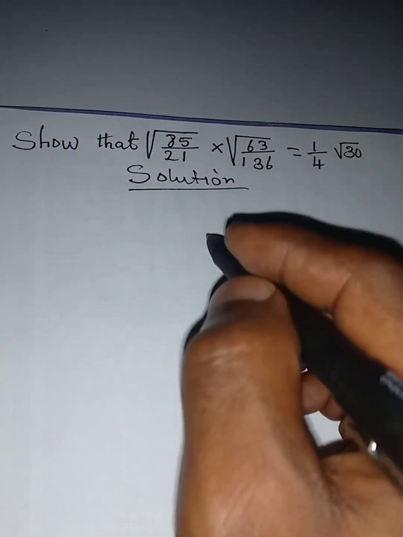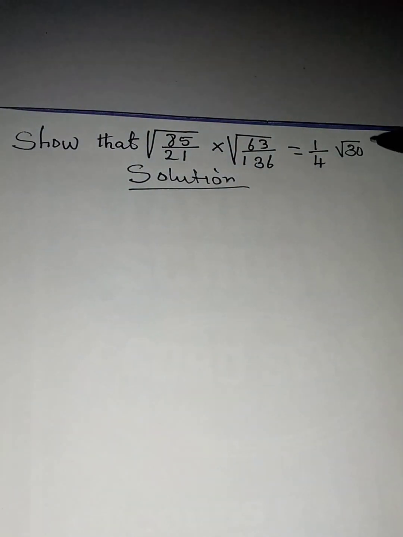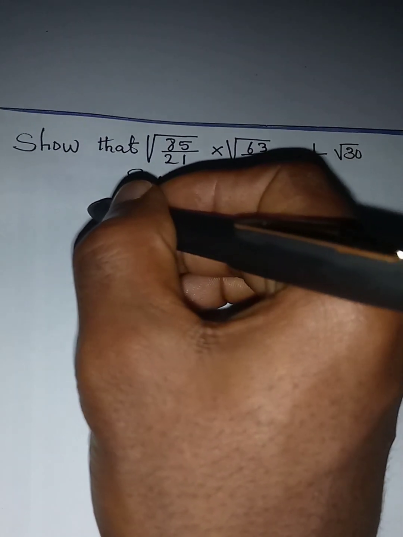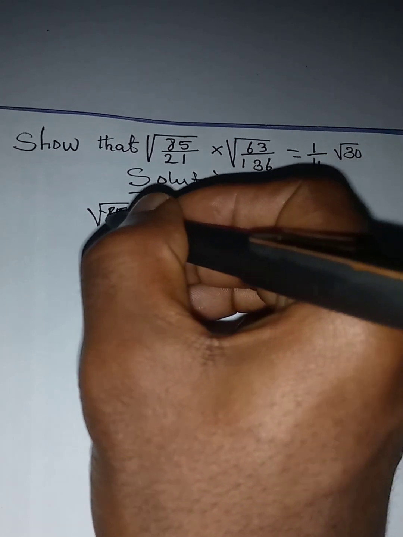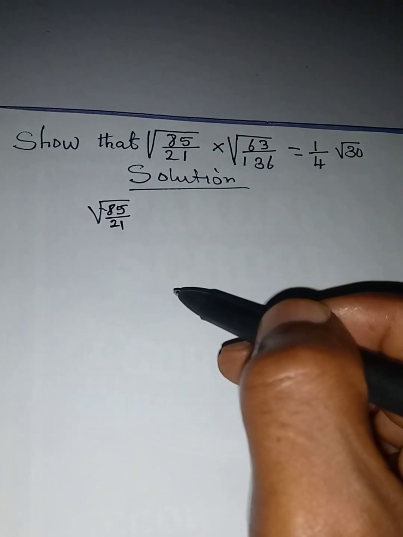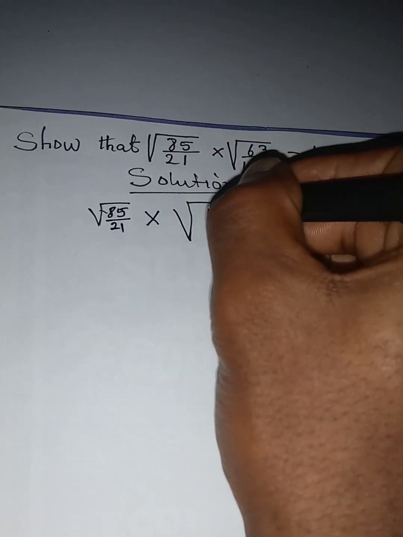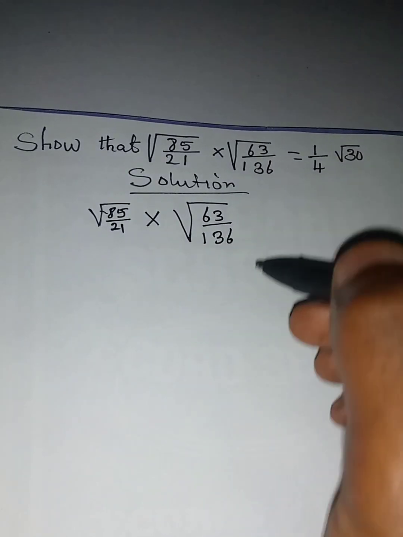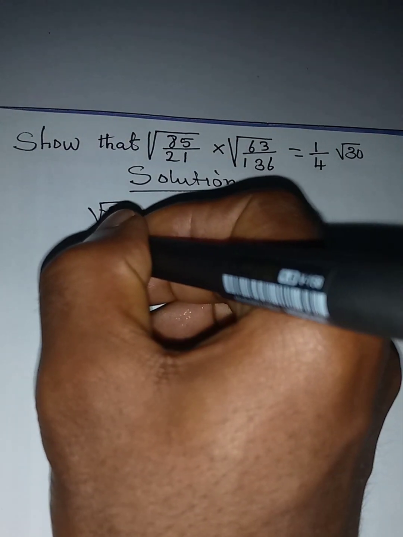Solution. Now in this case, we are going to be working with the left hand side to see if it will give us 1 over 4 root 30. On the left hand side, we have square root of 85 over 21, then multiplied by square root of 63 over 136. Now I want us to break this down.